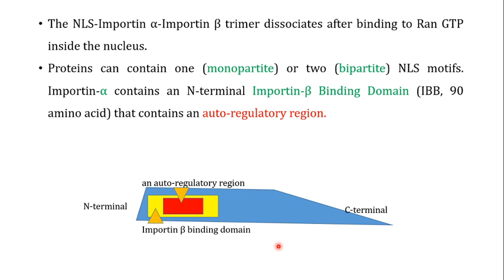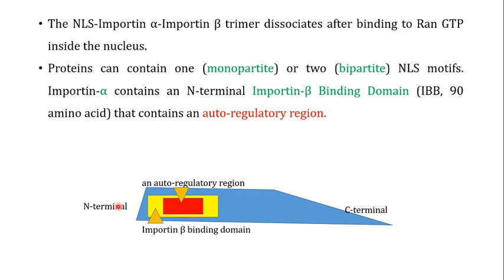On the N-terminal of the Importin-α, there is a particular region which is known as the Importin-β binding domain, and for short that is known as the IBB. So this yellow box I have made over here, this whole yellow box, is the Importin-β binding domain, and this Importin-β binding domain is about 90 amino acids long. Within the Importin-β binding domain, there is a small subdomain which is known as the autoregulatory region, and this autoregulatory region is responsible for regulation of the activity of the Importin-α.